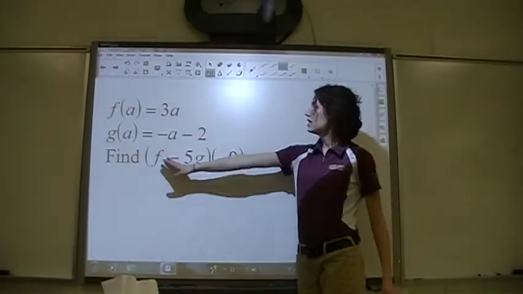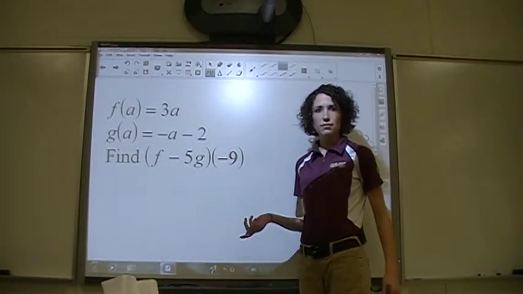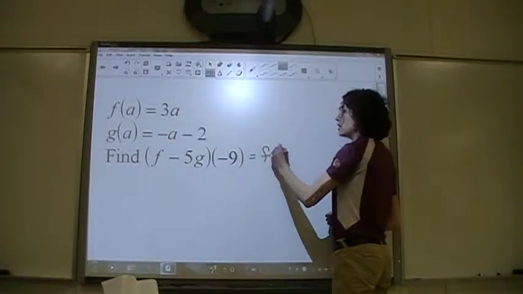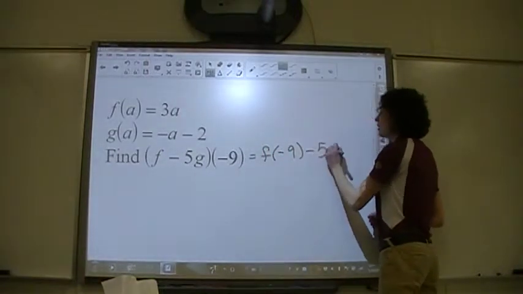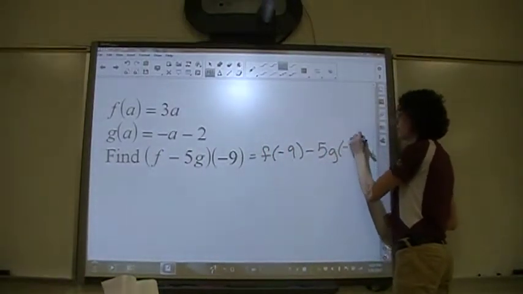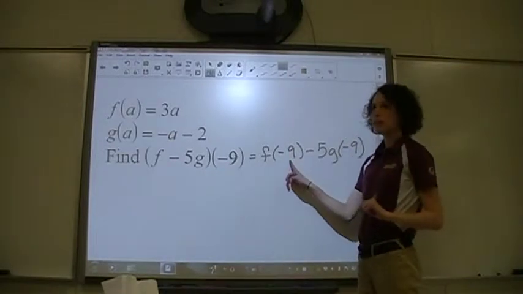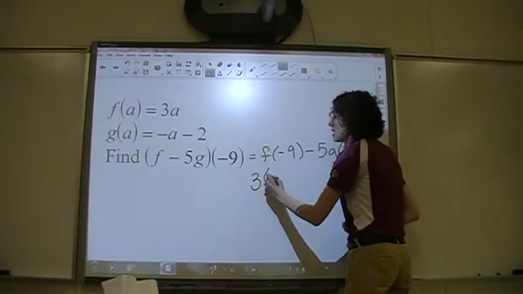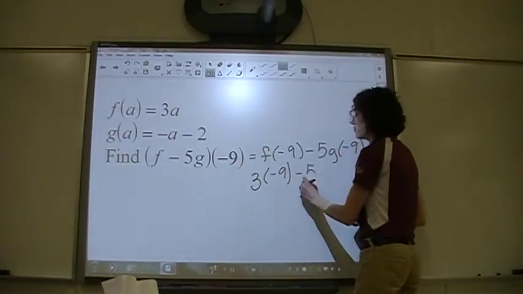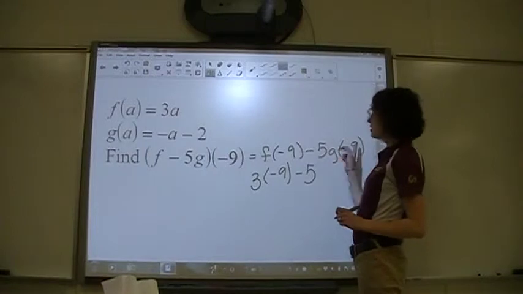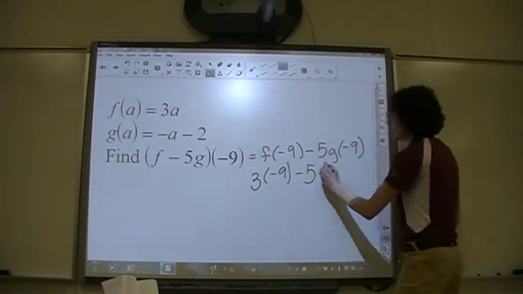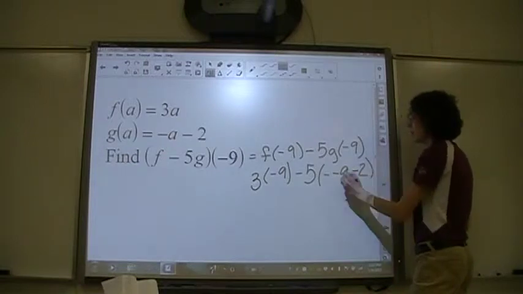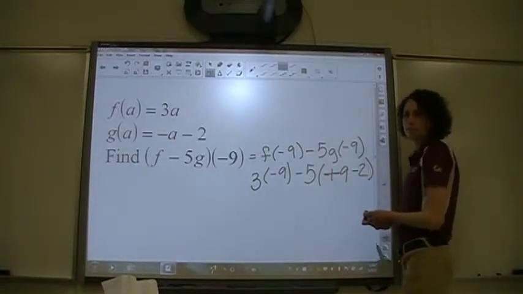And now let's say I did f minus 5g of negative 9. Now I don't have that x anymore, so what I want you to do is f of negative 9, then minus 5g of negative 9. So let's find out what f of negative 9 is. So we're going to plug negative 9 in for a. So we have 3 times negative 9, then minus 5, and I'm going to multiply it with negative 9, plug it in for a. So I have negative of a negative 9 minus 2. So it actually becomes positive.